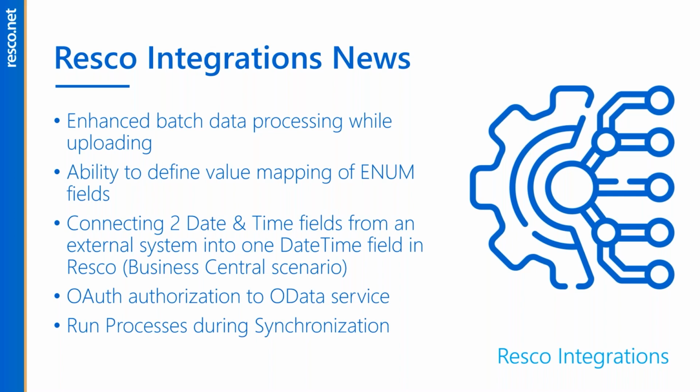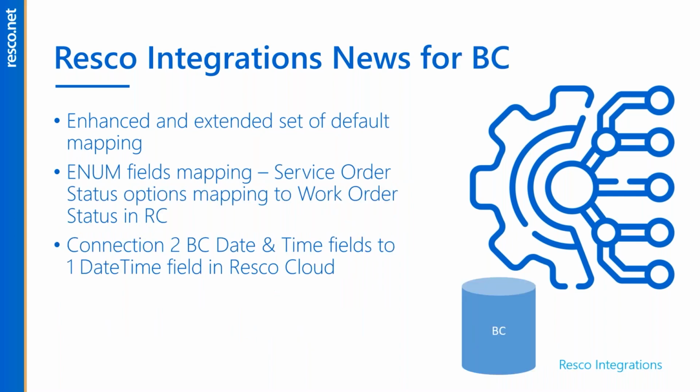You're able to connect two fields, date and time fields, into one field in the Resco Cloud, because Business Central has this specific situation that the date and time fields are separated into two fields. So you're able to map it to one field, and I will show you how it looks. Also, we have authorization to all data service. So if you use the security tool, you're able to do this authorization within the Resco Cloud integration, and you're able to run processes during the synchronization. This is something that helps you to do it simultaneously.